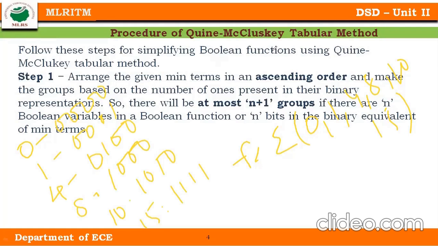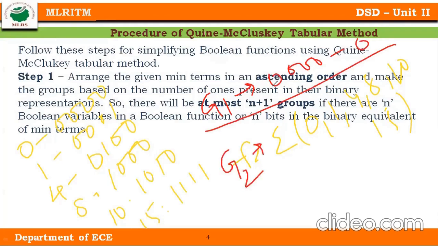Now I need to go for grouping. Sir, how to group? Group 1 is based on the number of ones. The first group I will take as 0000, which means binary value 0. This is group 1. Why, sir? Because here there are no ones. Then I'll take group 2, those having one number of ones: 0001, 0100, 1000.